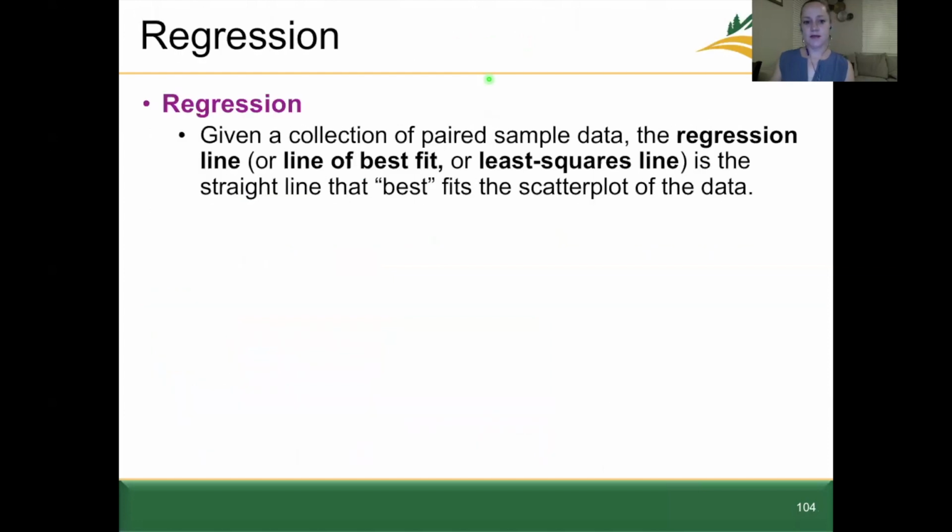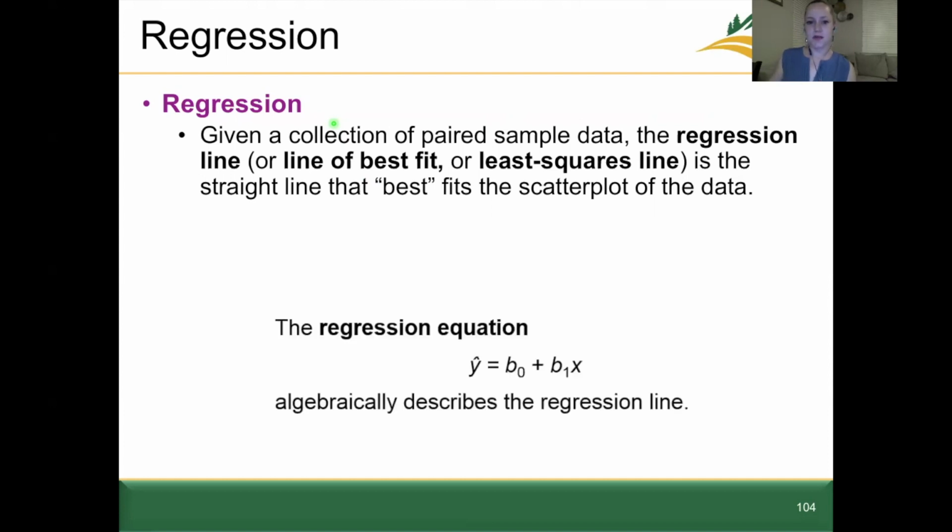Okay, the last bit of 2.4 is talking about regression. So given a collection of paired sample data, the regression line, or line of best fit, or least squares line, you could hear them called either one of these, is the straight line that best fits the scatter plot of the data. The regression line equation I mentioned at the beginning, you might have heard of y equals mx plus b. This is really similar here.